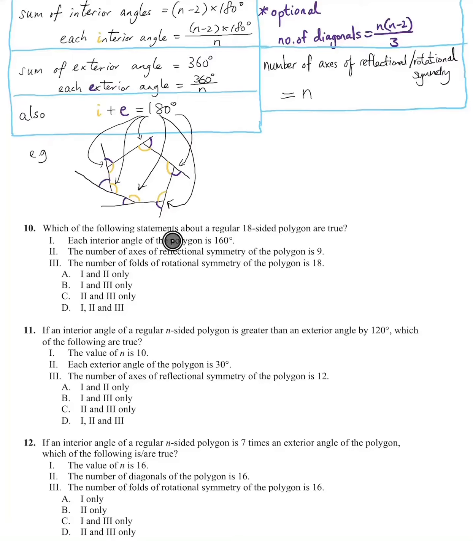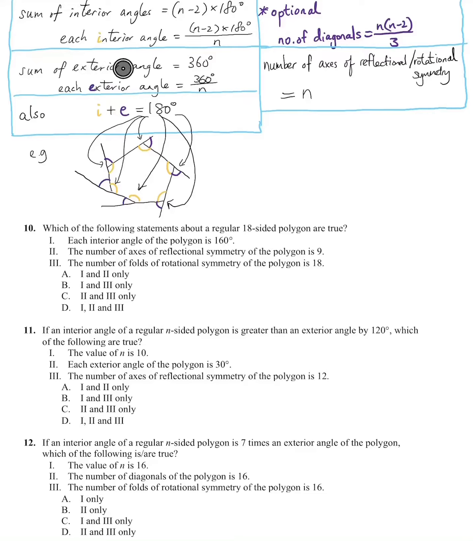If we have a question that asks us about a polygon, first of all, we need to have these in our heads. First is the sum of the interior angles formula. It's always the number of sides in the polygon minus 2, then multiplied by 180. If you want each interior angle, which I'll call small i, you basically divide by n. If you have 10 sides, you divide by 10. If you have 20 sides, you divide by 20, and so on.